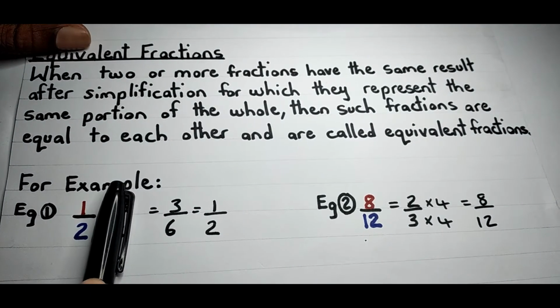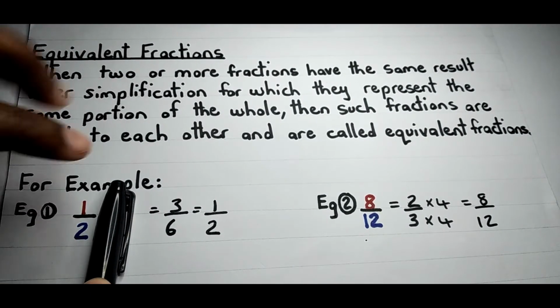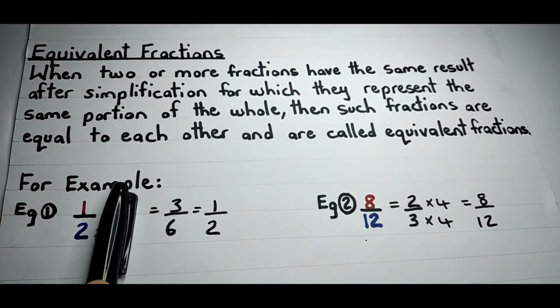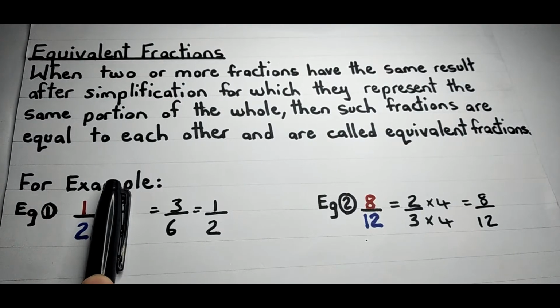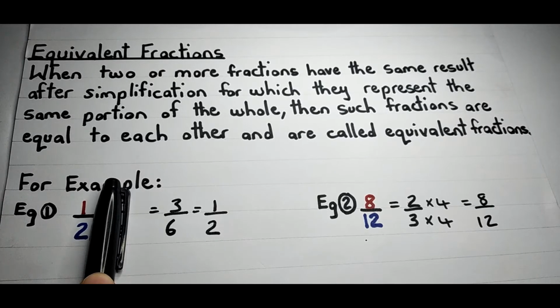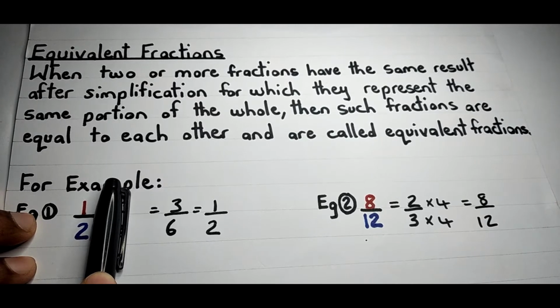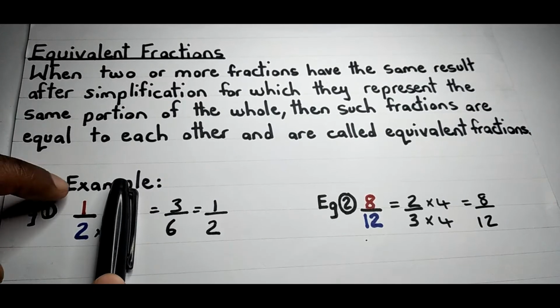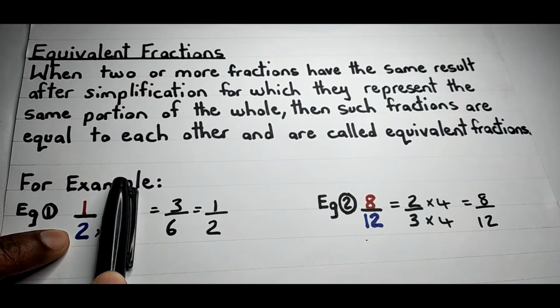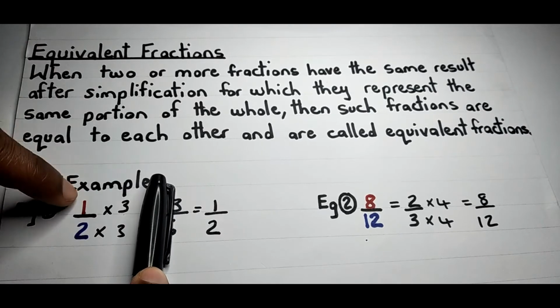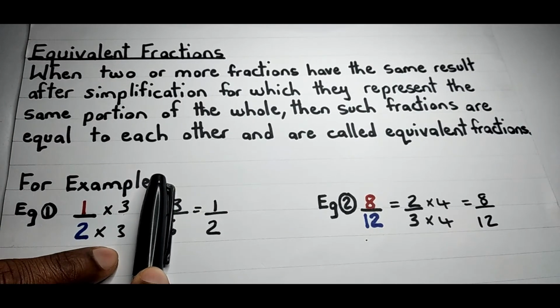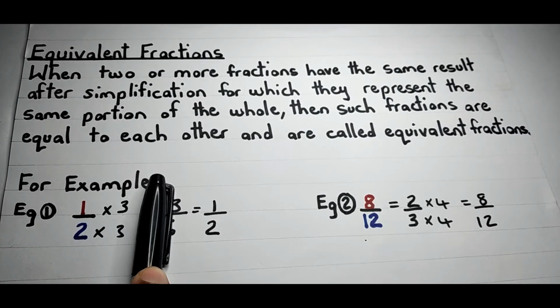Now let's say we have 1 over 2. Don't pay attention to that side as yet. We can write a fraction that is equivalent to this, which pretty much means they are the same thing, just written in another form. We can get an equivalent fraction by simply multiplying the numerator and denominator by the same number. So that's what we did right here: multiply the numerator and the denominator by 3.